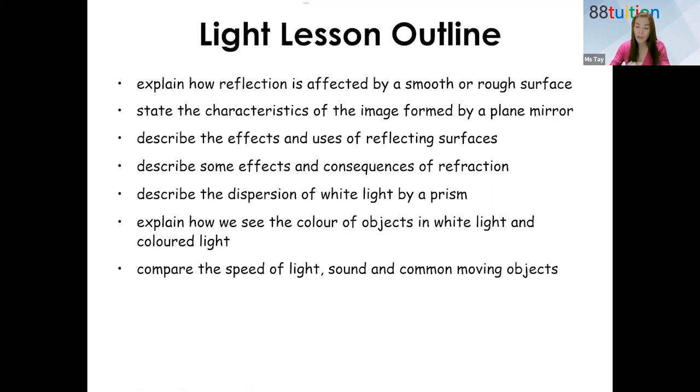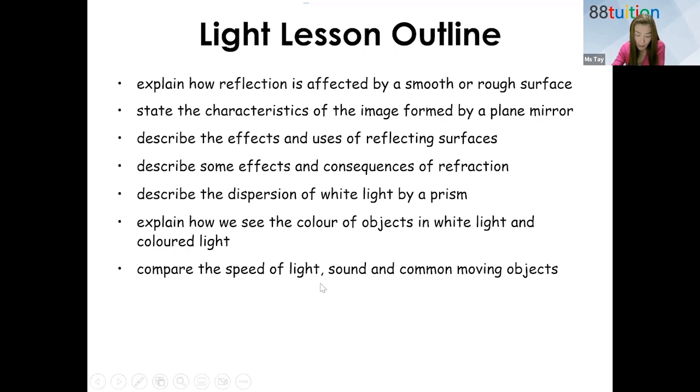Explain how reflection is affected by smooth or rough surfaces. Then talk about characteristics of image formed by a plane mirror. Describe the effects and uses of reflecting surfaces. Describe effects and consequences of refraction. Describe dispersion of white light by a prism. And then explain how we see color of objects, whether it is in white light or under colored light. So when we look at them under different lights, we will see different colors of that object.